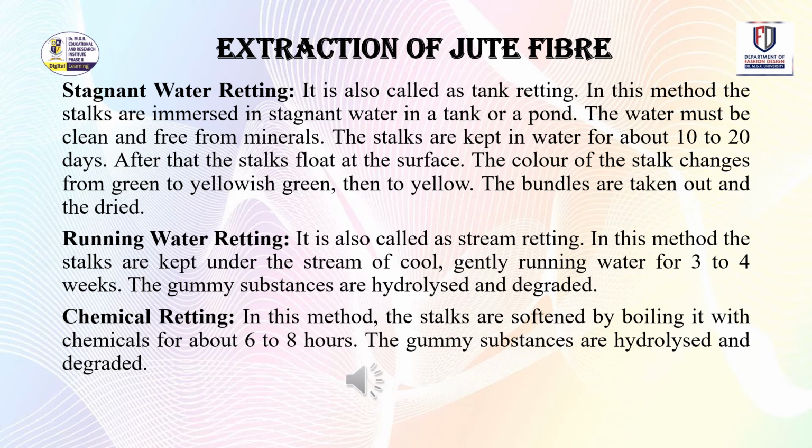Running water retting is also called stream retting. In this method, the stalks are kept under the stream of cool, gently running water for 3 to 4 weeks. The gummy substances are hydrolyzed and degraded. Chemical retting. In this method, the stalks are softened by boiling in water with chemicals for about 6 to 8 hours. The gummy substances are hydrolyzed and degraded.